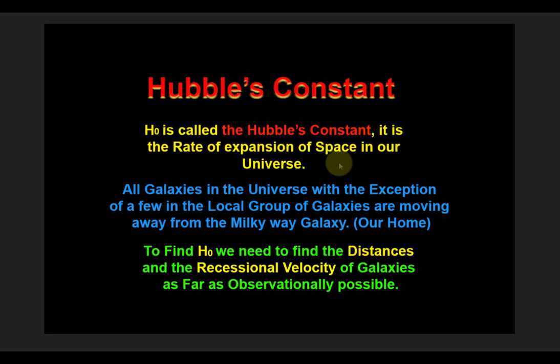So what we call H0, or the rate of expansion of the universe, or Hubble's constant, tells us how big the universe is, how old the universe is, and so on.